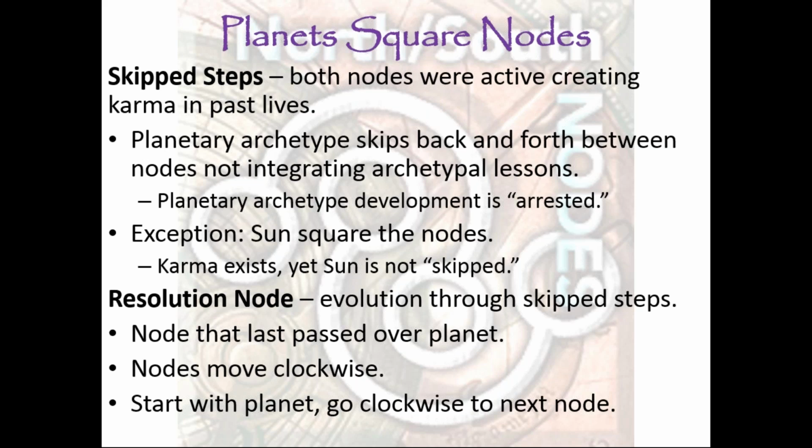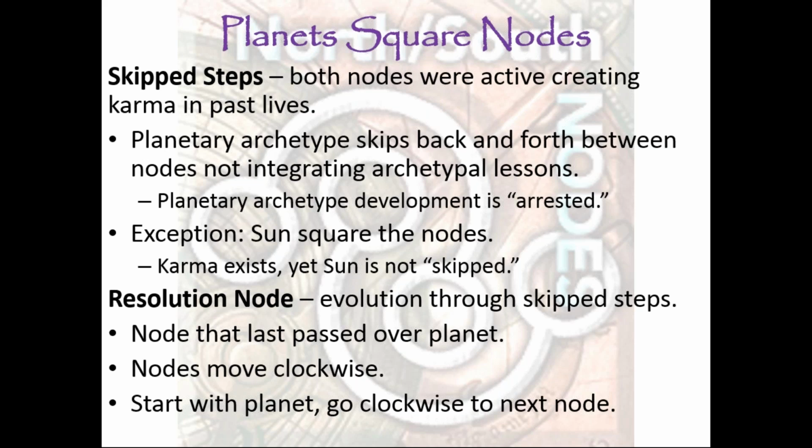When planets are square the nodes, it creates in evolutionary astrology a phenomenon that we call skip steps. And what this means is both the south node and the north node were active in past lives. They both have a history. They both have karma from the past. And whatever planet is square the nodes, I'll show you some math here in just a little bit. Whatever planets are squaring the nodes, that archetype skips back and forth between the nodes, not totally integrating the lessons of that planet.